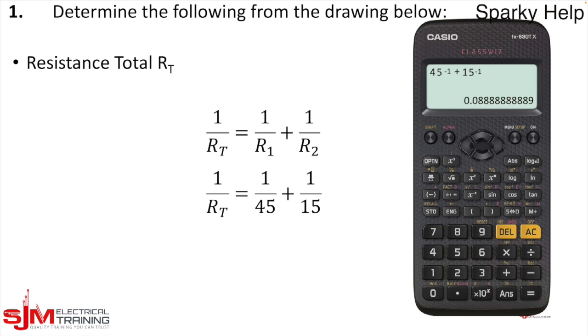That will give this as an answer, but this is the fraction of that, so we have to do 1 over again. So that is the x to the minus 1 button. And then press equals. And this now is your correct answer. So RT is 11.25 ohms.